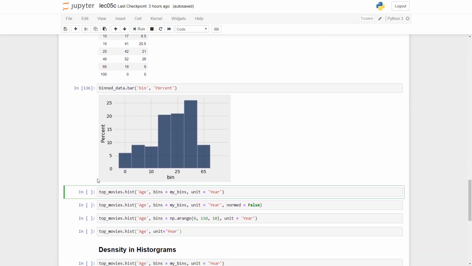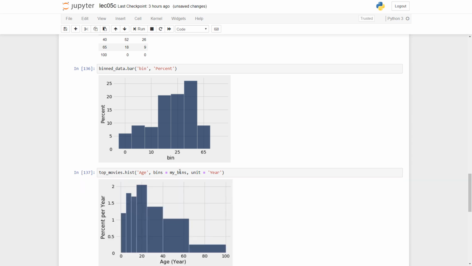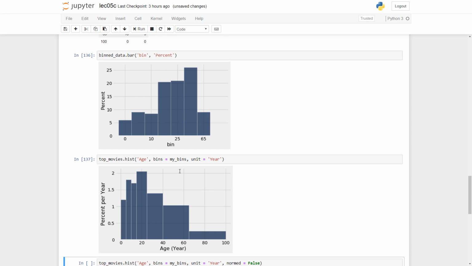Okay, so now we use the method hist, which will plot the histogram for us. The first argument is the column that we want to look at its distribution, and these are the bins. And forget about this unit for now. Okay, let's look at the histogram. Here's the histogram. Does it look familiar? It looks like a bar chart, right? But it's not exactly. Okay, let's look carefully at this plot.